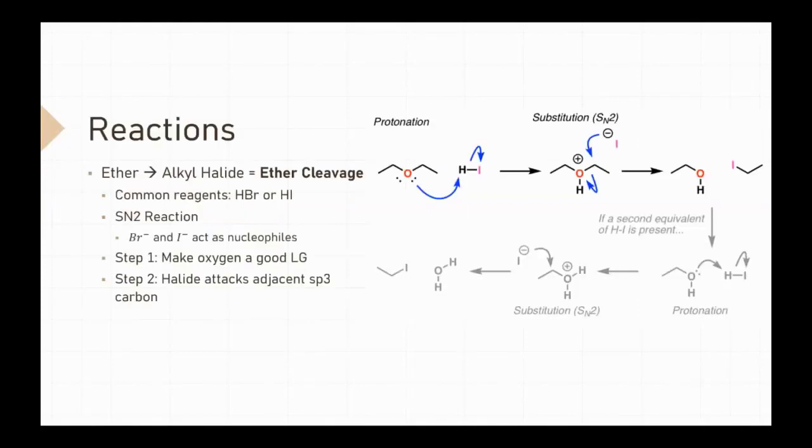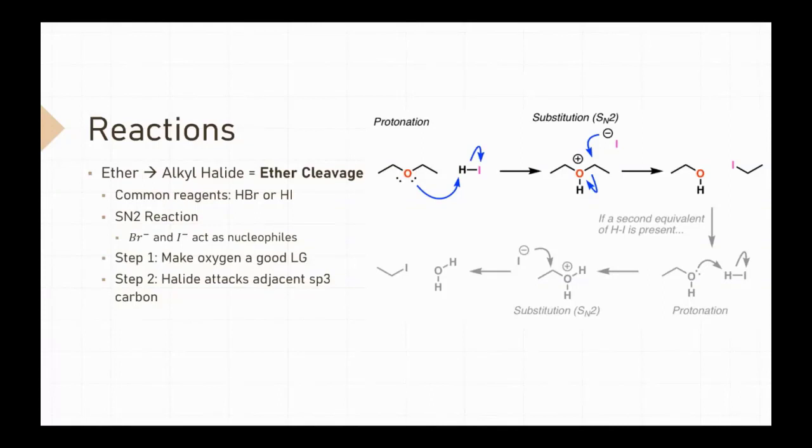Okay, now reactions with epoxides and ethers. You have ether cleavage. If you want to split ethers, you can't use a base, you want to use an acid. This acid will provide a proton to that ether, and now the ether has a positive charge.